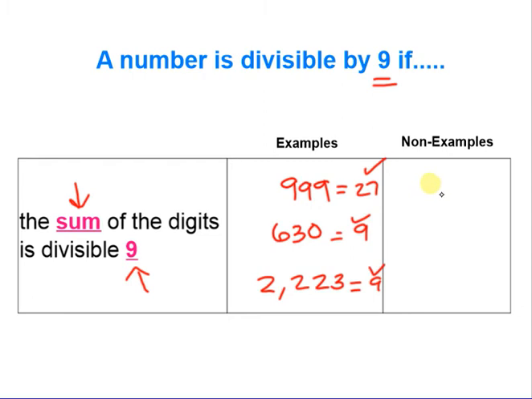So some examples that would not work. 107 would not work. 1 plus 0 is 1. 1 plus 7 equals 8. And 9 does not go into 8 evenly. Let's see, the number 444 would not work. 4 plus 4 plus 4, that's going to be 12, and 9 does not go into 12 evenly. The number 1,712 would not work. 1 plus 7 is 8, 8 plus 1 is 9, 9 plus 2 is 11, and 9 does not go into 11 evenly.